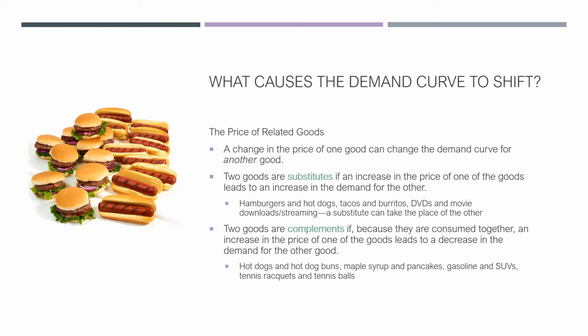These effects work in reverse as well. If the price of gasoline falls, it will become less expensive to drive an SUV, and the demand curve for SUVs will shift to the right.